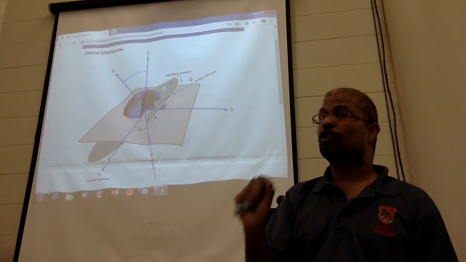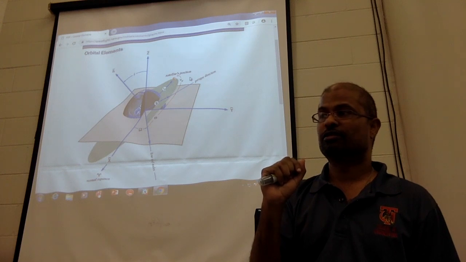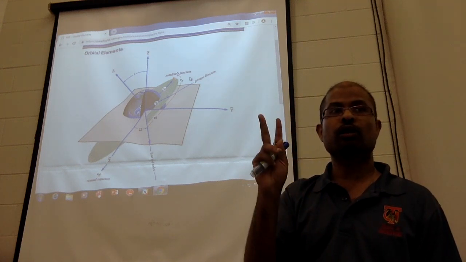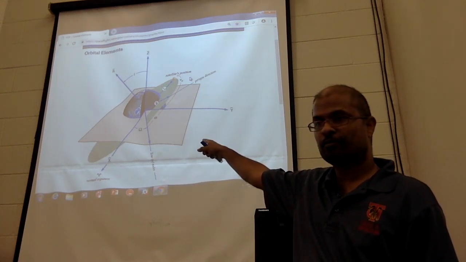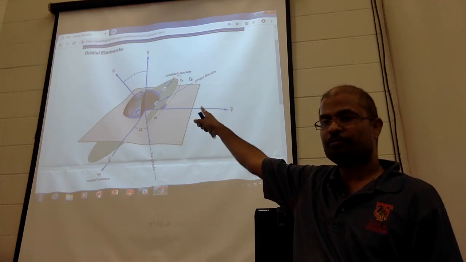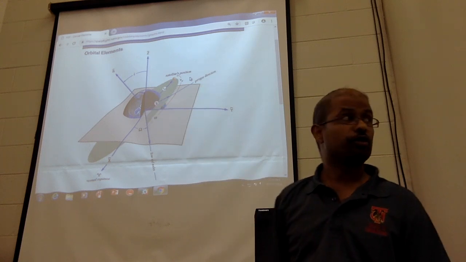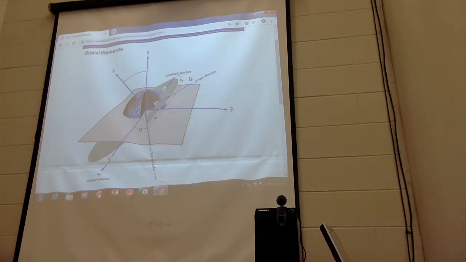Now the argument of perigee is what? An angle. An angle is between two lines. What are the two lines here? The line of node and the perigee direction. What plane is this angle in? The orbital plane. This angle is in the orbital plane. This other angle is the angle between those two planes. So these three define the orientation of the orbit.